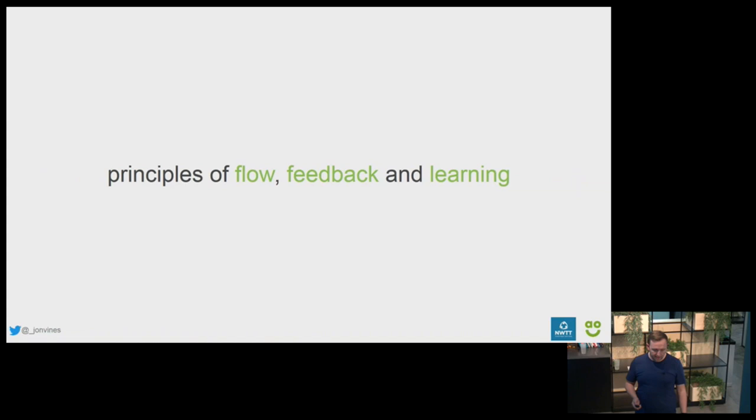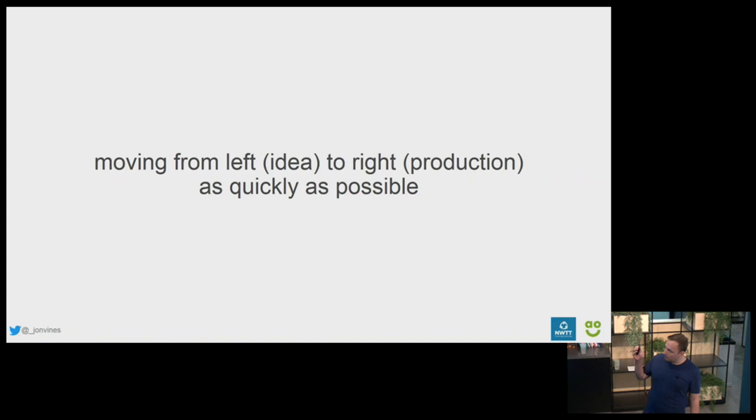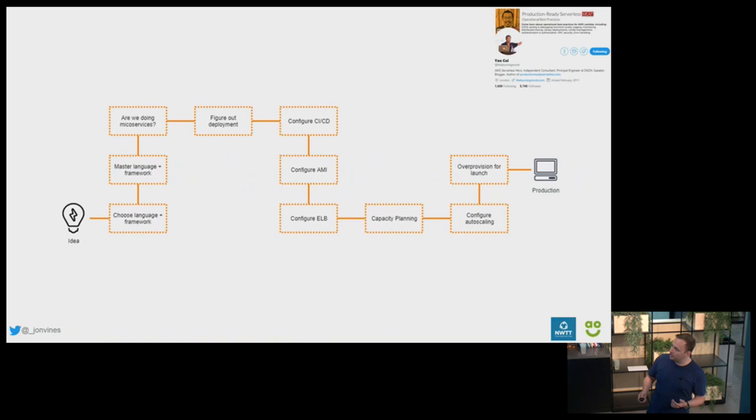So the first way, the way of flow. The first way is all about moving from left, from generating an idea, to right, to something running in production as quickly as possible. Traditionally, I've stolen this, this is by a fellow called Yan Cui, who's quite big in the serverless space. If you're interested, check it out.